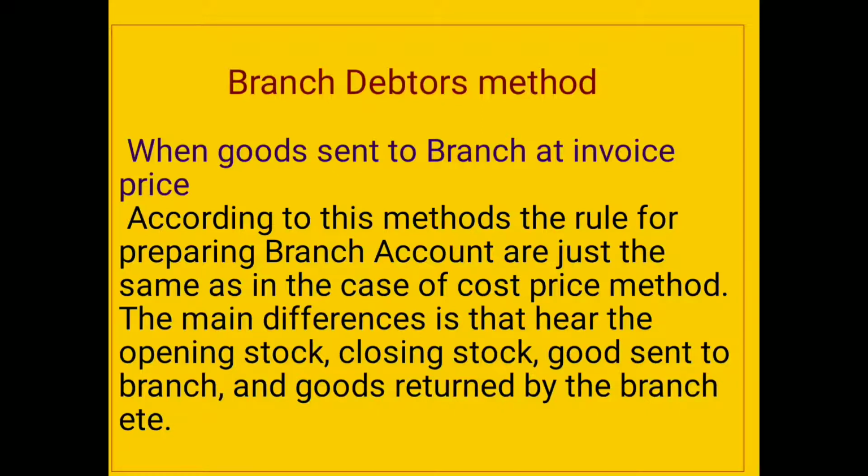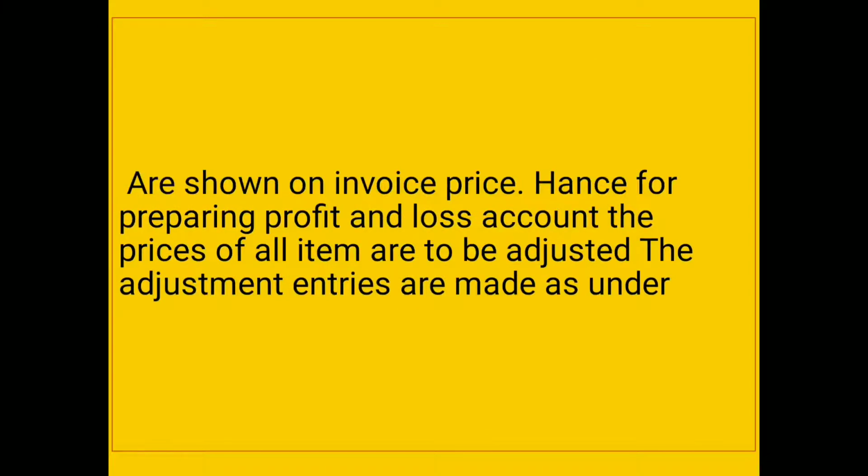The main difference is that the opening stock, closing stock, goods sent to branch and goods returned by the branch are shown at invoice price. Hence, for preparing the profit and loss account, the prices of all items are to be adjusted. The adjustment entries are made as under.